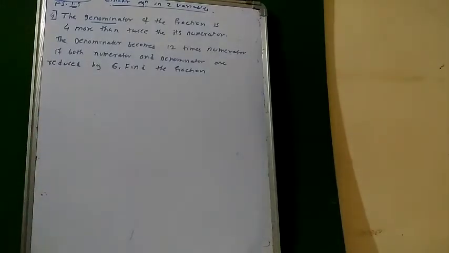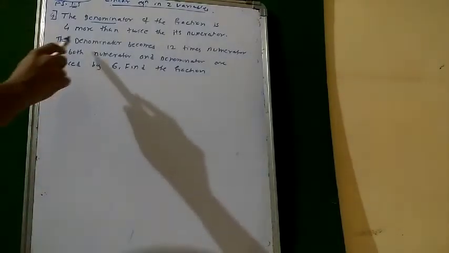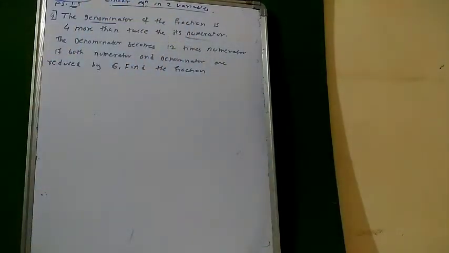So the denominator of the fraction is 4 more than twice the numerator. So there is some relation between the denominator and the numerator. Okay, so full stop over here. So this is the first equation, or the first condition, we can say from here.